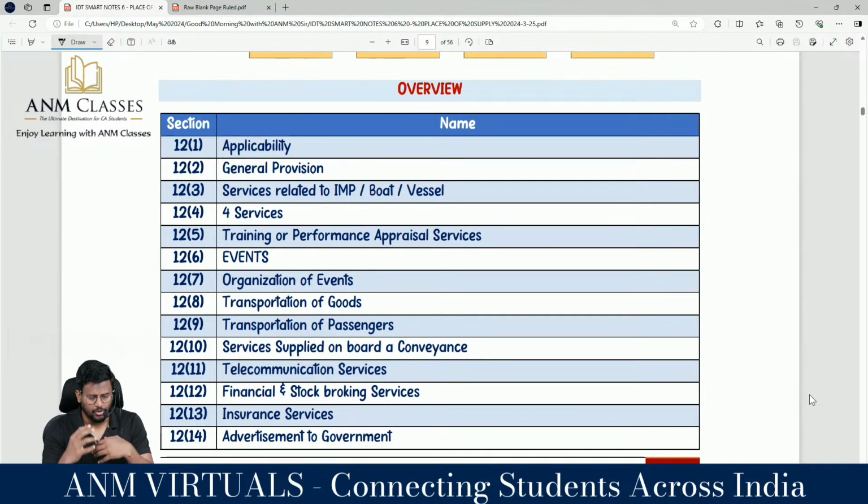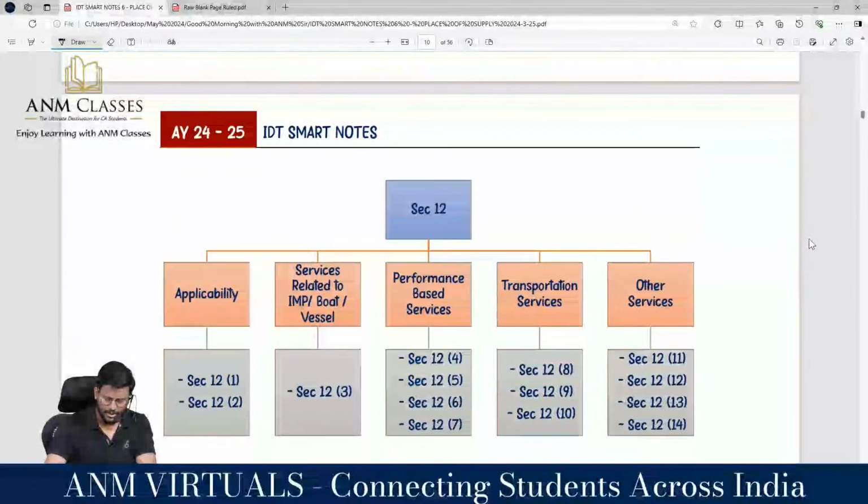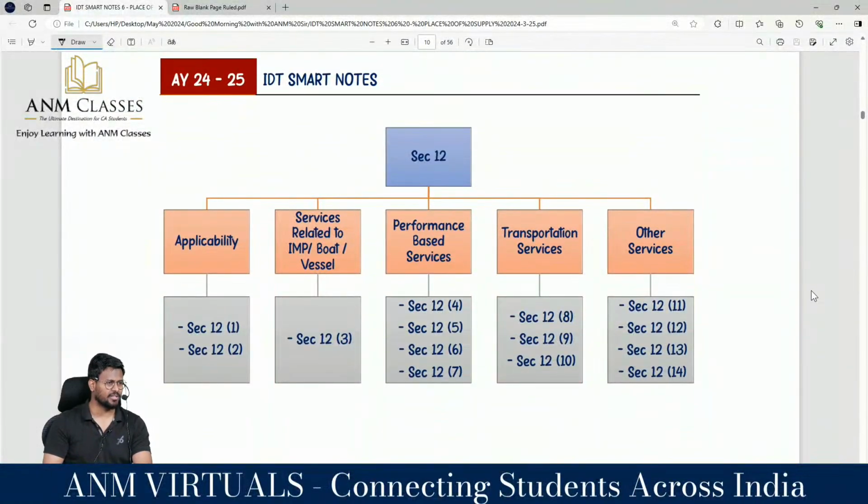services, 12.5 training or performance appraisal services, 12.6, 12.7, 12.8 transportation of goods, 12.9 transportation of passengers, 12.10 services supplied on board, 12.11 telecommunication services, 12.12 financial and stockbroking services, 12.13 insurance services, and 12.14. I'm moving into section 12. Section 12 is a big thing, a big slot.